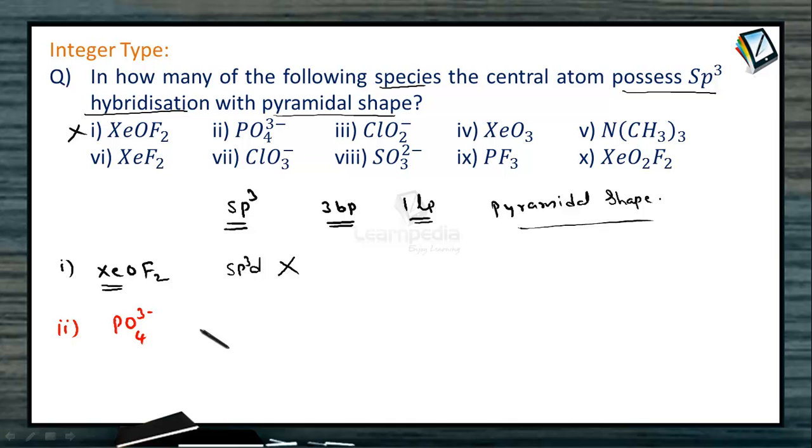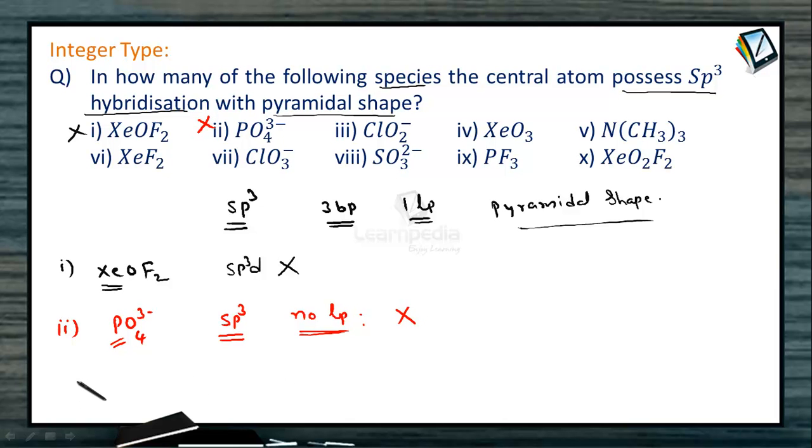In PO4 3 minus, the central atom phosphorus has got what type of hybridization? Central atom being a 5th group element, 5 plus 3 negative charges, 8 by 2, 4, that is sp3 type of hybridization. And in PO4 3 minus, 4 bonded oxygens are there. So all the sp3 hybridized orbitals are used up and there is no lone pair of electrons on the central atom. Therefore, this is also wrong. So PO4 3 minus is tetrahedral but not pyramidal.